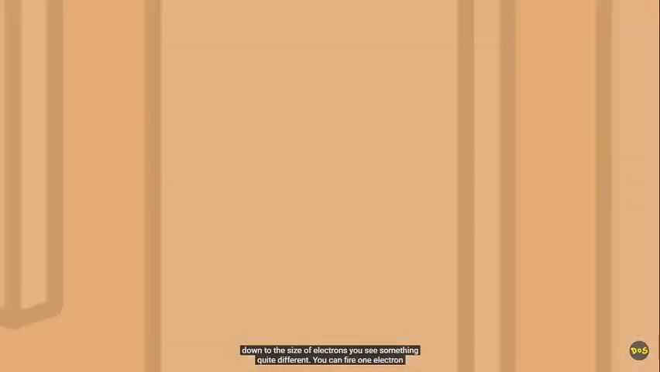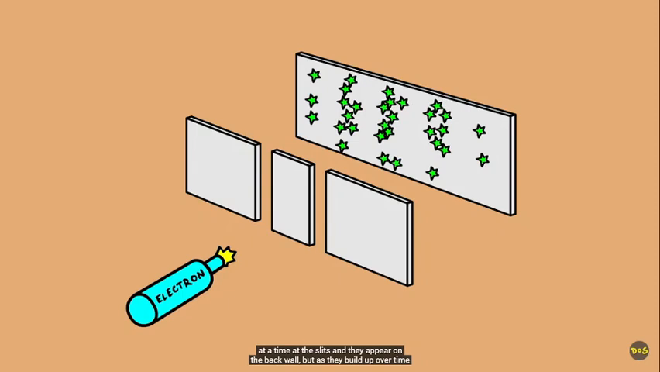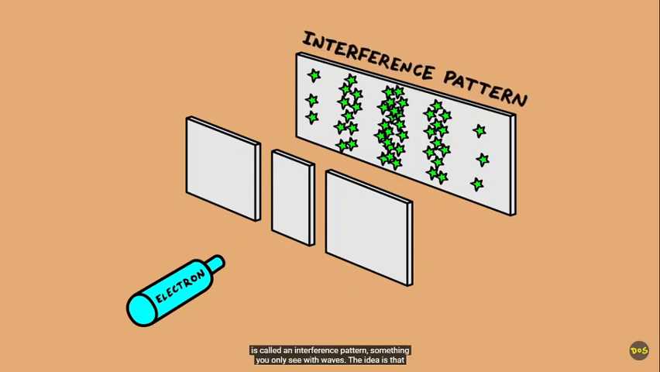But if you shrink this all down to the size of electrons, you see something quite different. You can fire one electron at a time at the slits, and they appear on the back wall. But as they build up over time, you get a whole pattern of stripes instead of just two bands. This pattern of stripes is called an interference pattern, something you only see with waves.